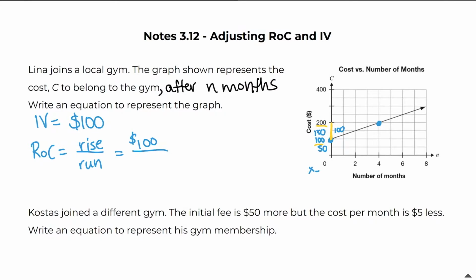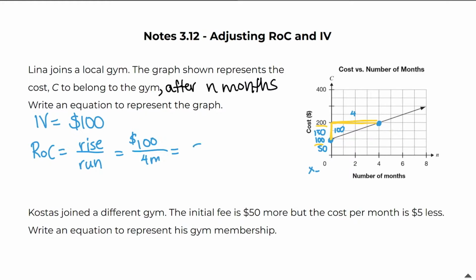I need to find my run. Now be careful. Don't tell me that the rise is 2 because it's 2 blocks. Yes, it is 2 blocks, but each block is worth 50, so it's $100. Now I need to find my run. And my run went from 0 months to 4 months. So that means that it increased by 4 months. How do I figure that out? Just do 4 minus 0. So here my run is 4 months.